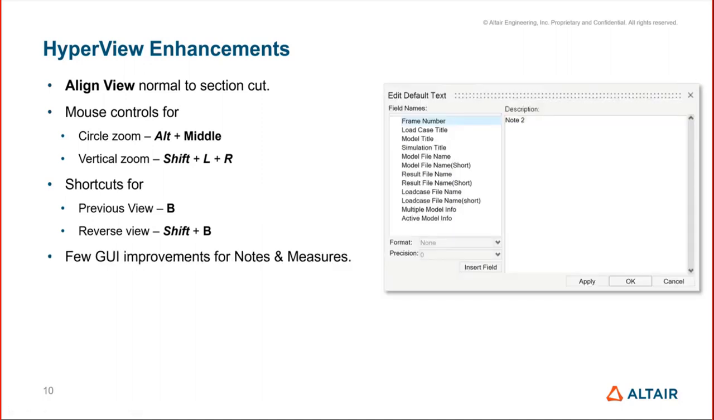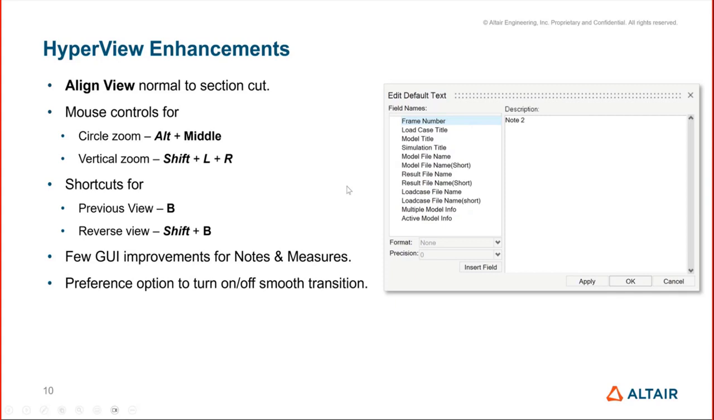Next, I want to mention we did a few GUI improvements for notes and measures. This was based on some customer feedback. For instance, for the notes context, there is a text editor where you can input the various expressions and other text. Here in this dialog, it's fully resizable now. So both the field names view and the description view are resizable now. And we have introduced an apply button here. What that means is you could make changes in the dialog, hit apply, and instantly view them in the graphics display without having to close the dialog to see the changes.